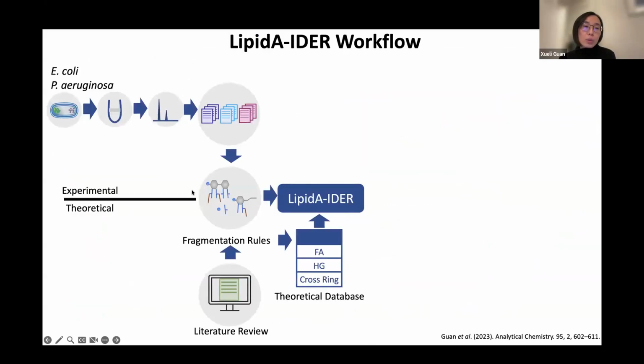So what we did was both experimental and theoretical. We grew E. coli and Pseudomonas aeruginosa in the lab, and the reason for choosing these two bacteria as our reference is because their lipid A biochemistry is very well established, with the lipid A structures elucidated, and the major enzymatic machineries are also very well established. So we extracted the lipid A from these bacteria and performed LCMS analysis using different collision energies.